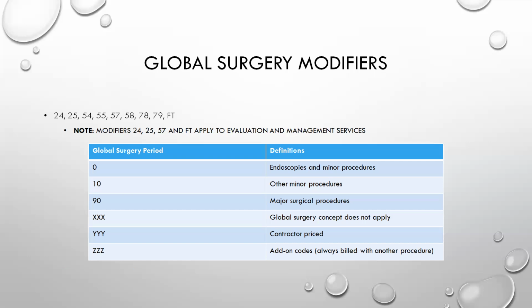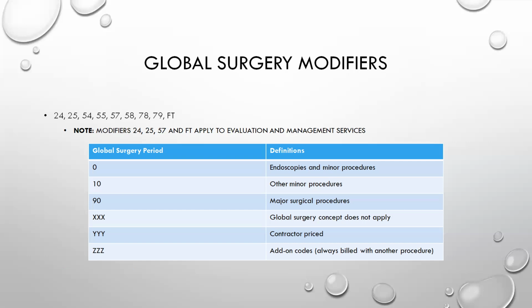So with your 90-day global, this is really mostly going to be major surgery procedures. These are the ones that always occur in the OR. These have longer recovery times. These are more intricate procedures and things that are higher risk procedures than your minor procedures are.